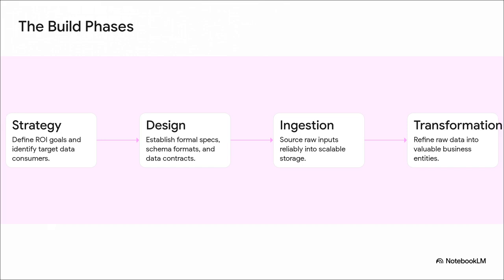Phase 3 is ingestion and storage, and this is totally owned by the data engineers. They reliably source raw inputs into scalable storage architectures, usually using open table formats to guarantee safe transactions. And then we hit phase 4, transformation and modeling. This is where data engineers and data scientists take that raw data and run it through a medallion architecture. Think of it like a refinery, right? Bronze is the raw ore, silver is the cleaned up and joined material, and gold is that highly aggregated, beautifully refined business entity that's finally ready for use.